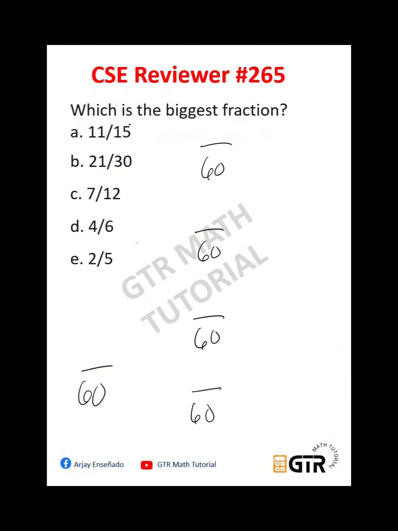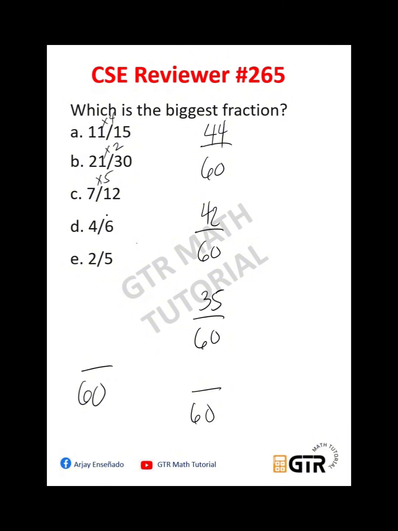Okay, so first 11 over 15. So to make that denominator 60, we need to multiply both by 4. Since 4 times 15 is 60, 11 times 4 is equal to 44. For 21 over 30, multiply both the numerator and denominator by 2. 21 times 2 is equal to 42. And then 30 times 2 is 60. So next, we have 7 over 12. So to make the 12 into 60, multiply both by 5. So 7 times 5 is 35.